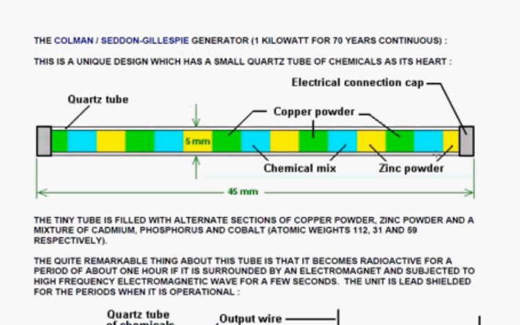It's got a quartz tube. I don't think it has to be quartz, but quartz is a good thing. And inside, it has little sections filled with copper powder, or zinc powder, or a chemical mixture. And the chemical mixture is a mixture of cadmium, phosphorus, and cobalt. That is atomic weights 112, 31, and 59, respectively. So all you have to do is make up one of these things.